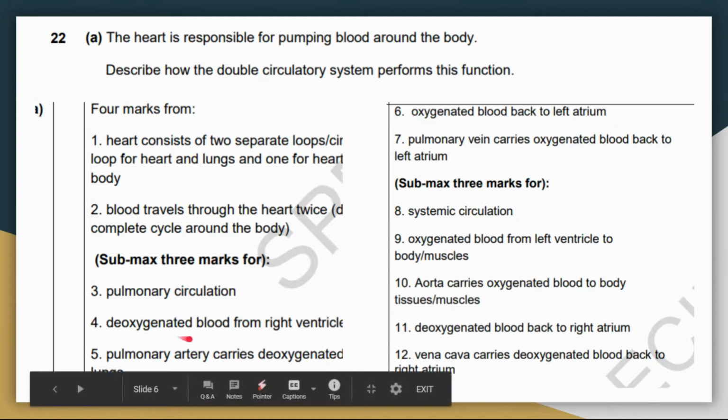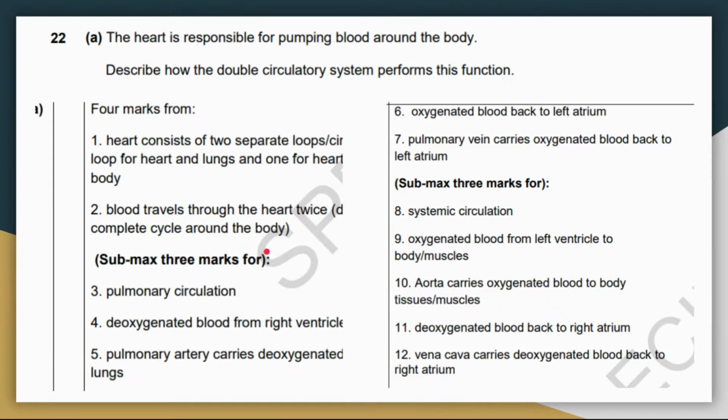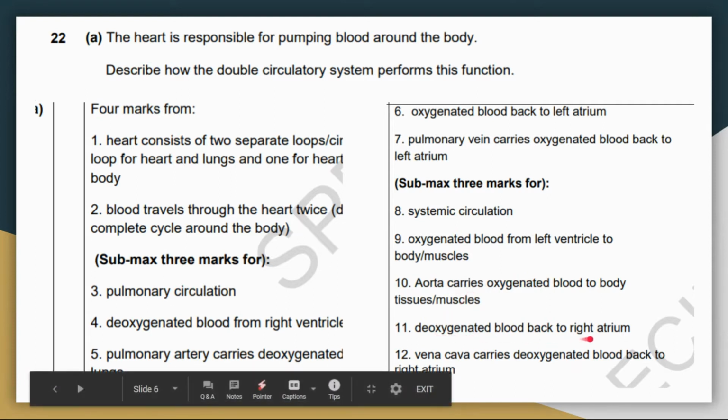So if, for example, deoxygenated blood goes from the right ventricle to the lungs, the pulmonary artery carries deoxygenated blood to the lungs. You could have said oxygenated blood goes back to the left atrium. Pulmonary vein carries oxygenated blood back to the left atrium. Oxygenated blood from left ventricle goes to the body and the muscles. It's the aorta which carries this oxygenated blood. Deoxygenated blood back to the right atrium, and it's the vena cava which does this. It carries the deoxygenated blood back to the heart or the right atrium.